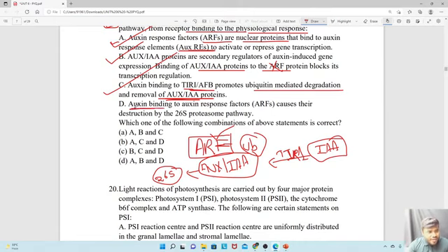Auxin never ever comes and binds to the ARF. That is a wrong statement. Auxin is never associated with its response factor directly. Auxin always stimulates its response factor. Always keep that particular point in your mind. So option D is wrong. Option A is right. Option B is right. Option C is right. Hence the correct answer will be A. Absolutely fine.